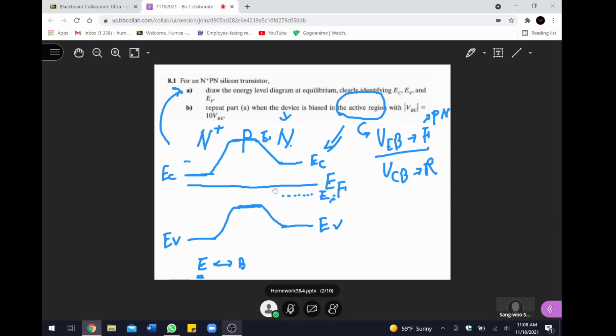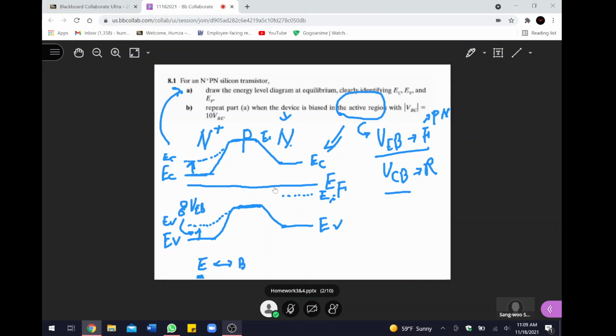Okay, so for example, if EC is a shift, then EV also is going to shift, and EF also is going to shift. Now, if you connect this one to the base, and this shift amount is qV_EB, this bias is a forward bias between the emitter and base.